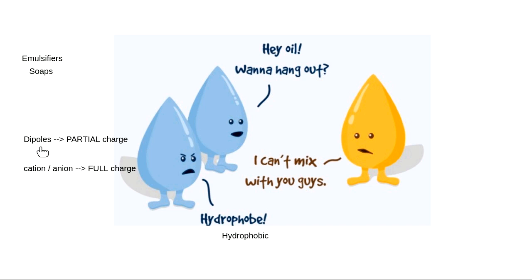Yeah, so the things that I use to make an ionic bond are things that are fully charged. We use the cation and the anion to make an ionic bond. We use the dipoles to make those hydrogen bonds. So that's a good comparison to make. Dipoles are used to make hydrogen bonds. Cations and anions are used to make ionic bonds.